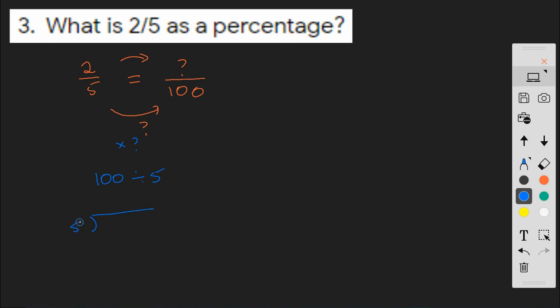If we're not sure about that, let's get our bus stop method out. How many 5s go into 1? None, with a remainder of 1. How many 5s go into 10? 2. So what we are going to do is multiply by 20, and we need to multiply by 20 at the top here. So that is now 40. So our answer, 40 over 100, which is 40%.